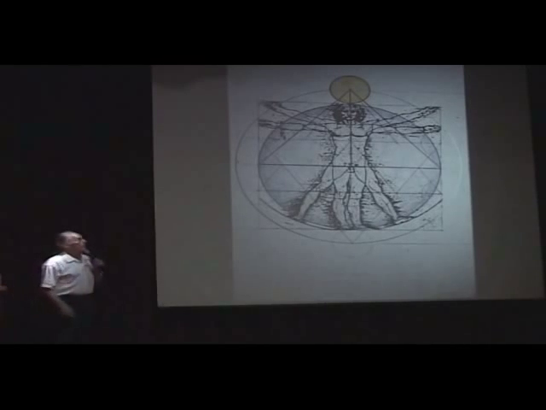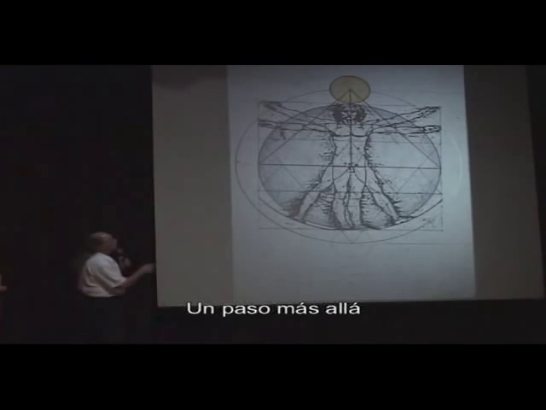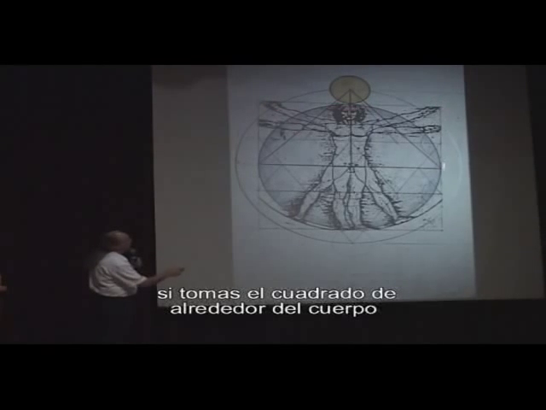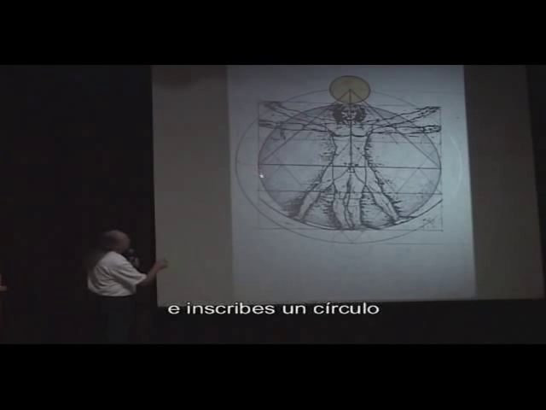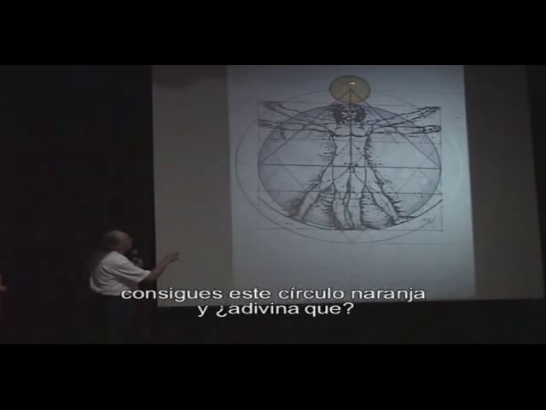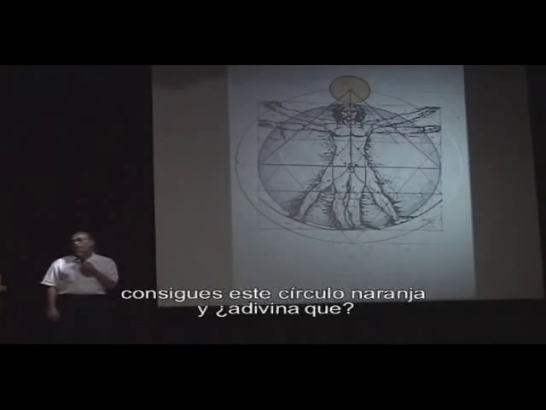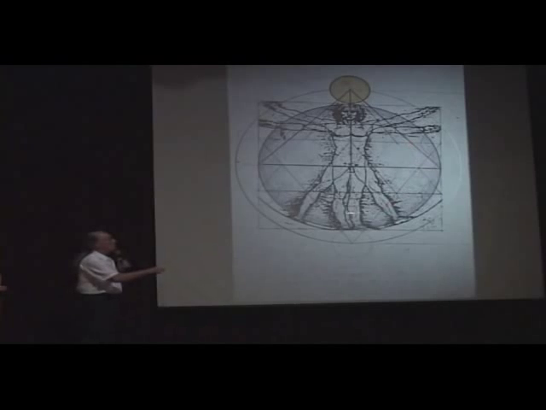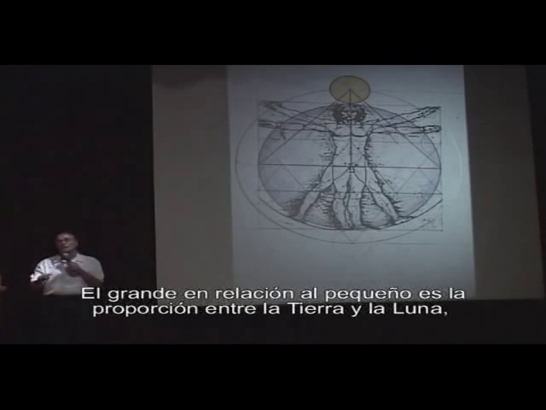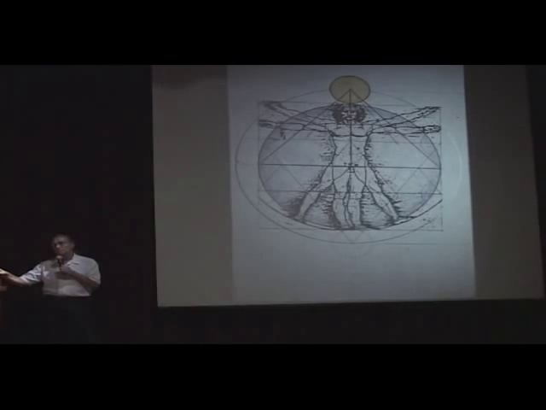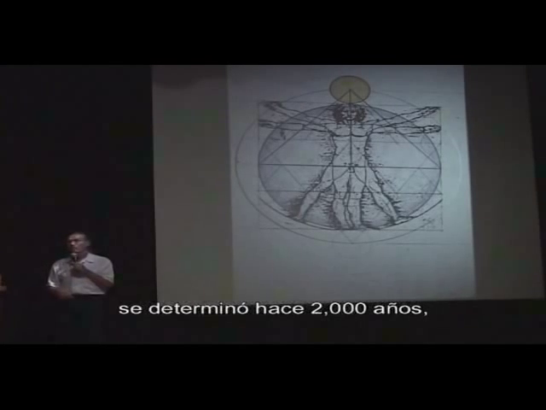And now one step further, if you were this square that goes around the human body, if you put a circle inside of that square, which is this blue in here, and then up here at this circle, you were to come down here and draw a circle around with this to here being your measuring stick, you get this little orange one up here. Guess what? This, relative to this, is exactly mathematically proportionate to the size of the Earth to the size of the Moon. This was determined at least 2,000 years ago.